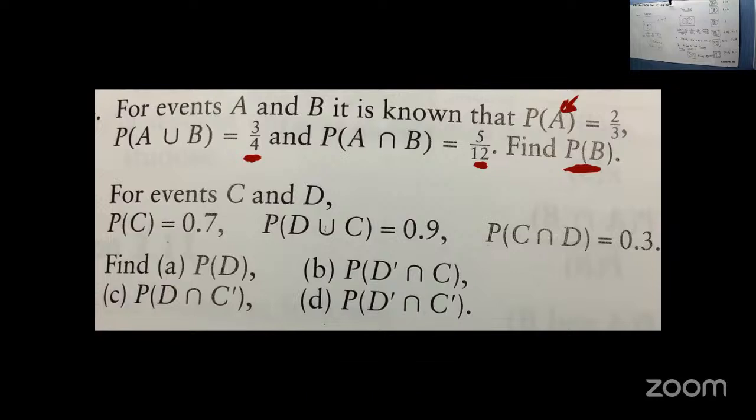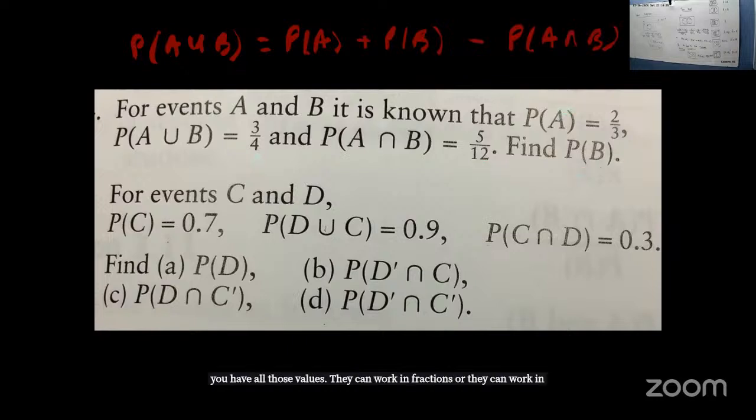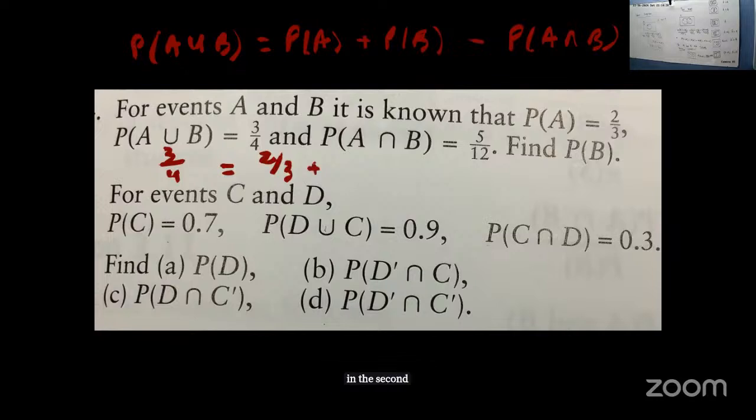So the probability of A union B is equal to the probability of A plus the probability of B minus the probability of A intersect B. And you have all those values. You can work in fractions or you can work in decimals, any one you want. A union B, that's 3/4. Probability of A, that's 2/3. A intersect B is 5/12. We don't know the probability of B. That's it.